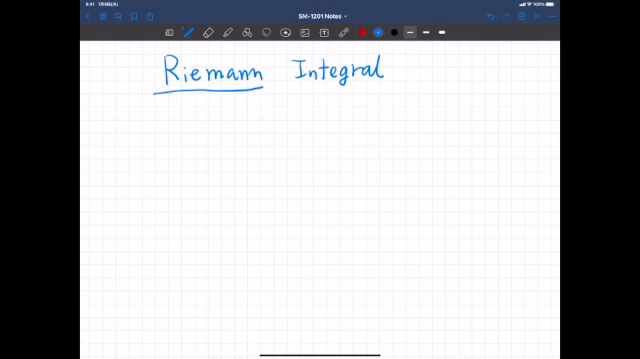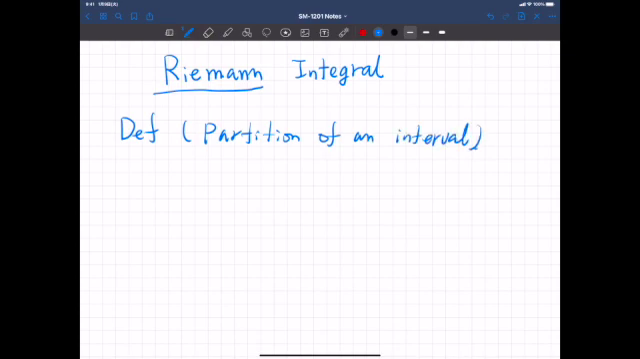But before that, we need to define some building blocks to define this Riemann integral. And the first is the partition of an interval. So we consider an interval from a to b. And of course, a must be less than b.